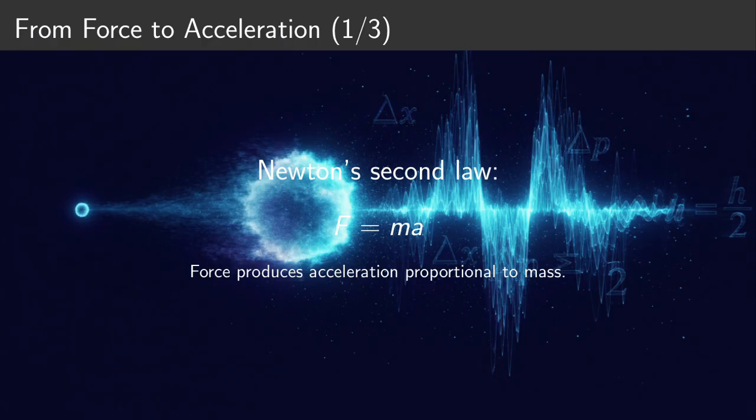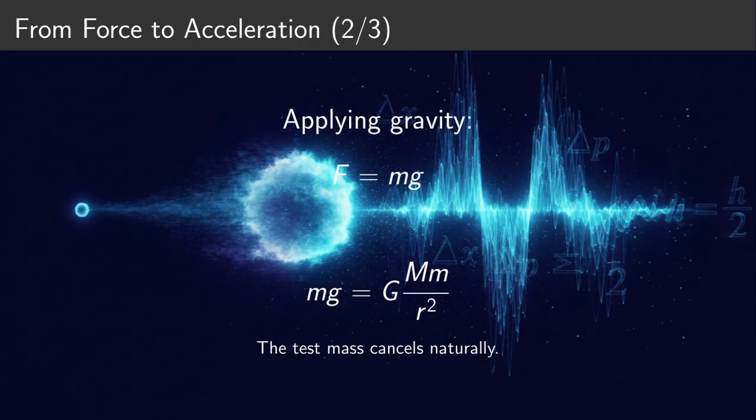From force to acceleration. Newton's second law tells us that force equals mass times acceleration. This allows us to connect gravitational force to the motion of an object. Applying gravity, we write force as m times g. Setting this equal to the gravitational force, we see that the test mass cancels out. This is a key result. Gravitational acceleration is independent of the test mass.